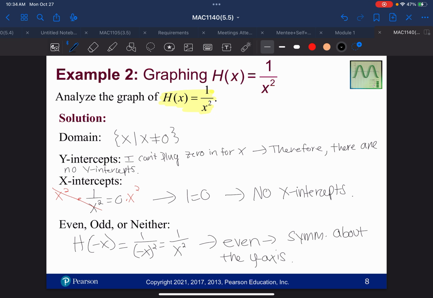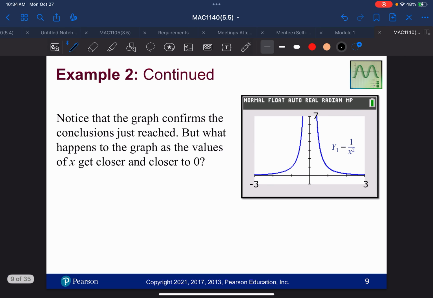So let's look at the graph and compare with everything that we just found. No y-intercepts, no x-intercepts, and the function is symmetric about the y-axis. So here is the graph of 1 over x squared. We see in the picture that this graph will never cross the y-axis, and it's getting really, really close to the x-axis, but it's never going to cross the x-axis either. We just found that there are no x or y-intercepts.